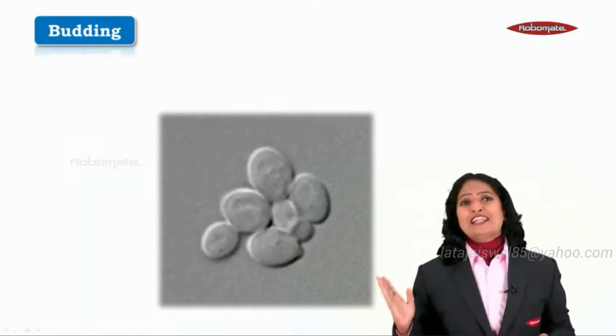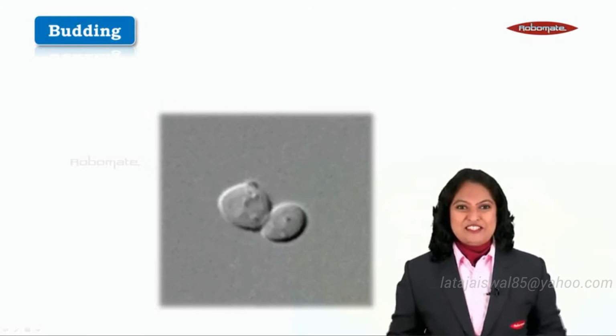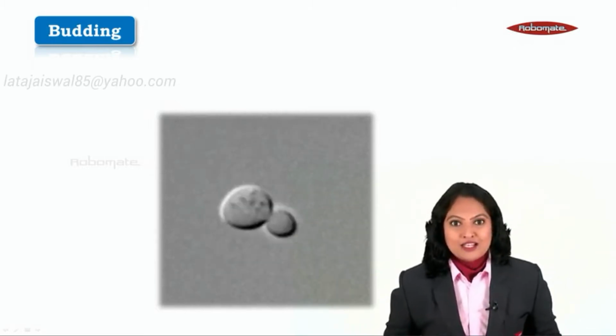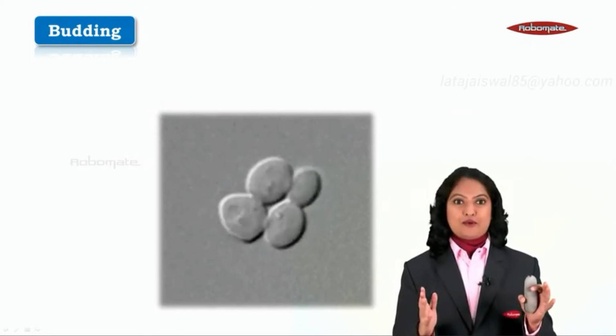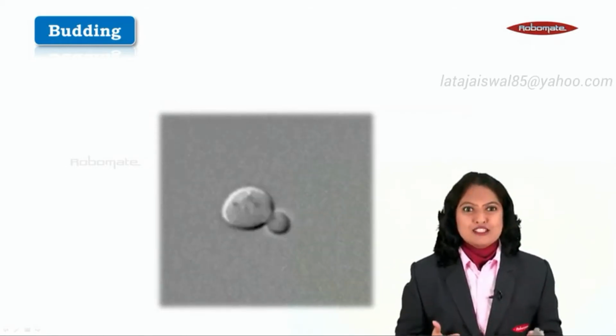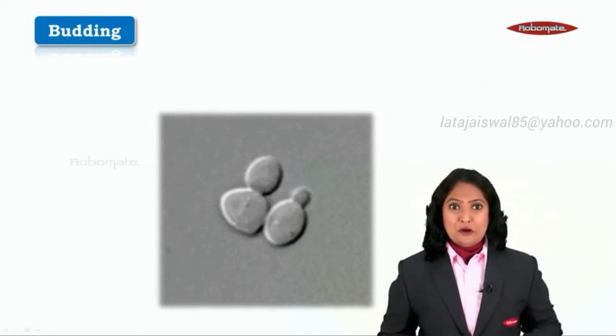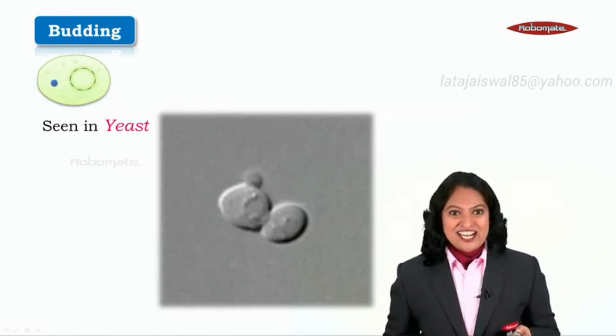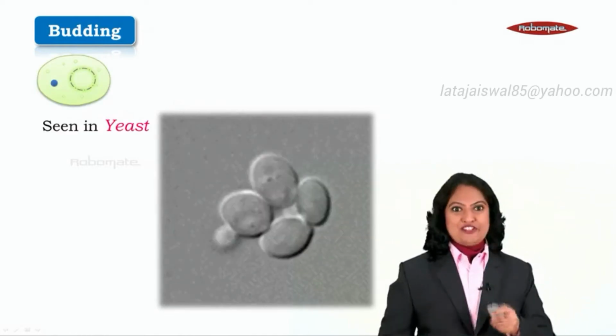Wow, what a classical video that we see here. An organism is developing something like a bird, and that bird is getting separated. And it is very, very fast. Let us find out in whom it takes place. It is seen in yeast, a unicellular fungi.